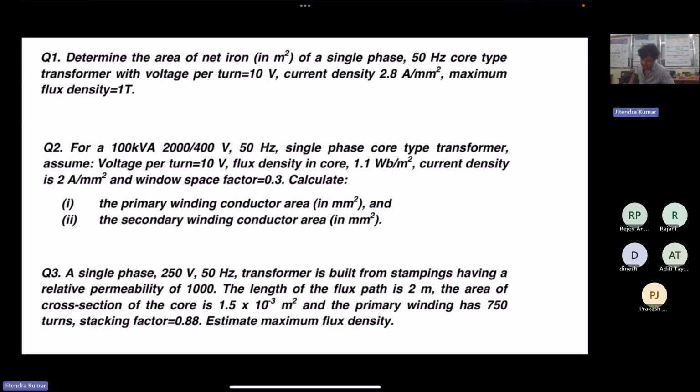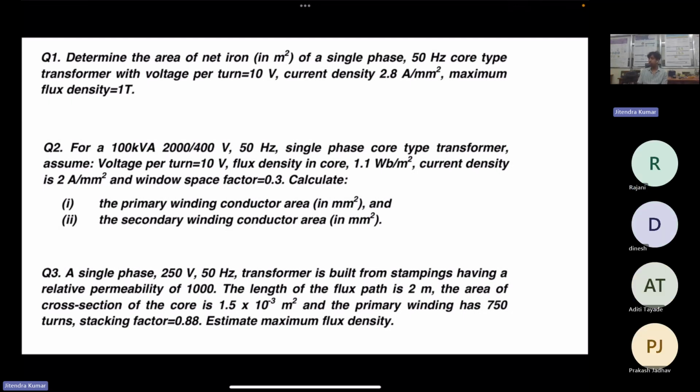The length of the flux path is given as 2 meter. The area of cross section of the core is given as 1.5 into 10 raised to power minus 3 meters square. The primary winding has number of turns equal to 750. Now a new terminology, the stacking factor, is given as 0.88. We have to calculate the maximum flux density.